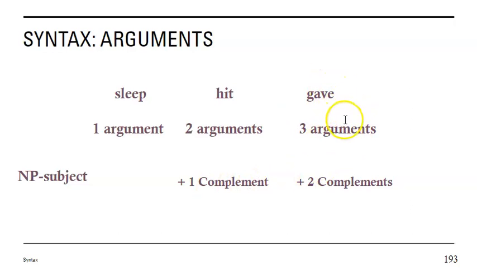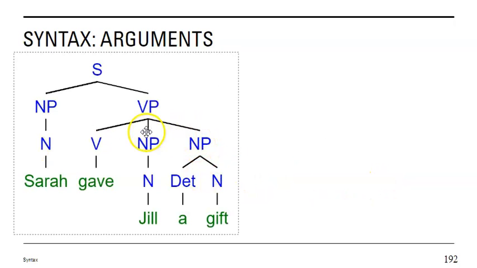And then we have some verbs in English that require three arguments, and one's going to be in subject position, and then the two other required arguments are going to be complements, like we saw in this example. An indirect object, complement, and a direct object.